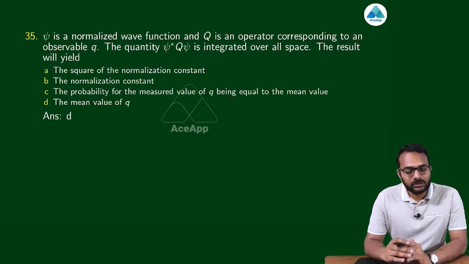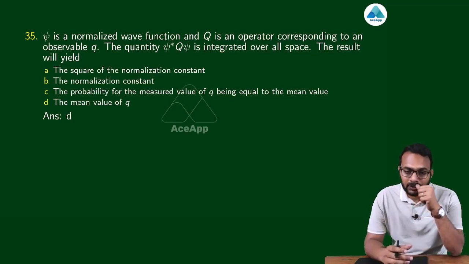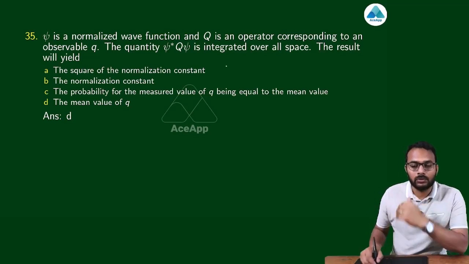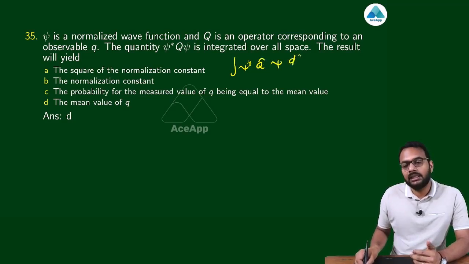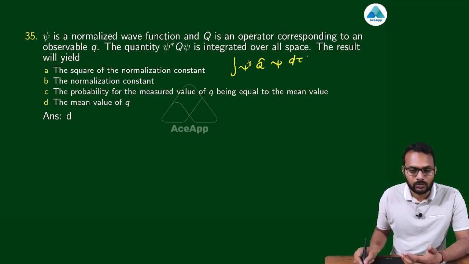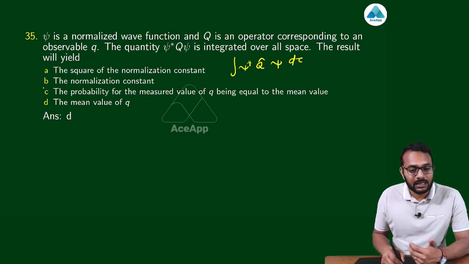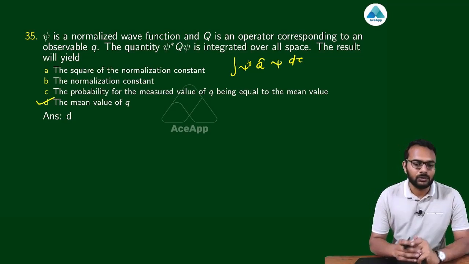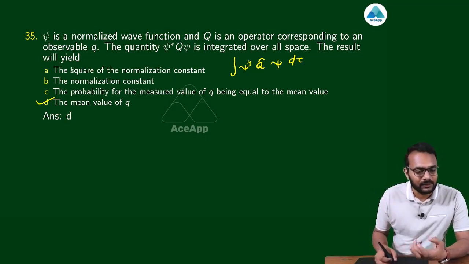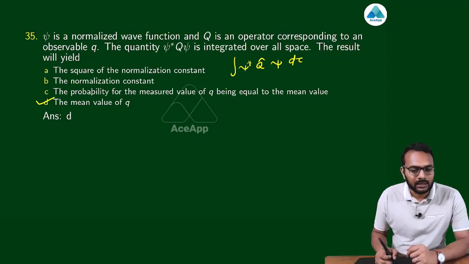Psi is a normalized wave function and Q is an operator corresponding to an observable small q. The quantity psi star Q psi is integrated all over space, d cube x or d tau. What is this quantity? The result is the expectation value, the average value, the mean value of q. There is a technical difference in terms, but among our options, the appropriate option is the mean value of q.